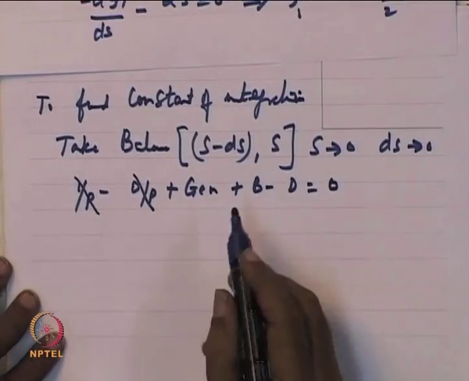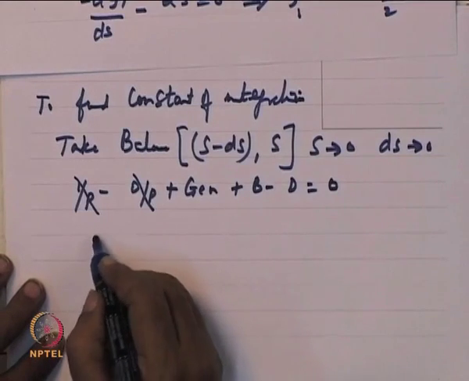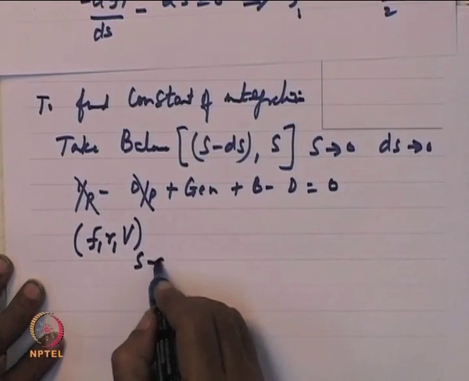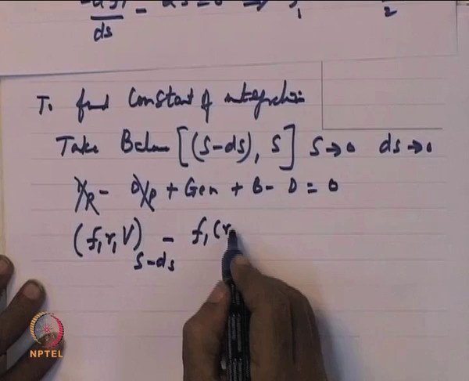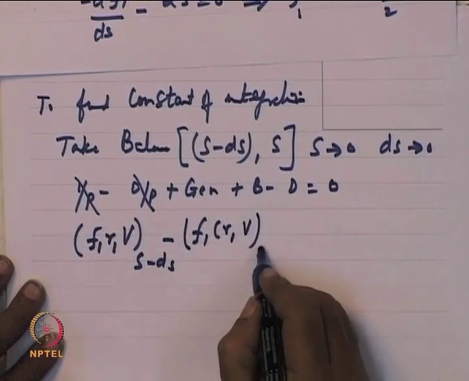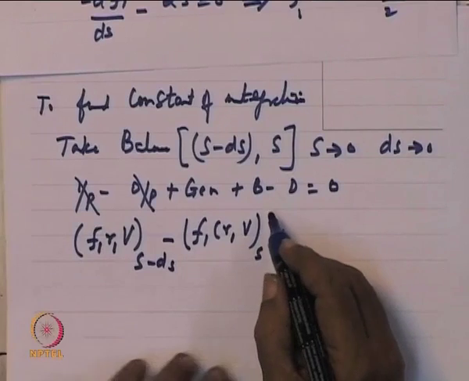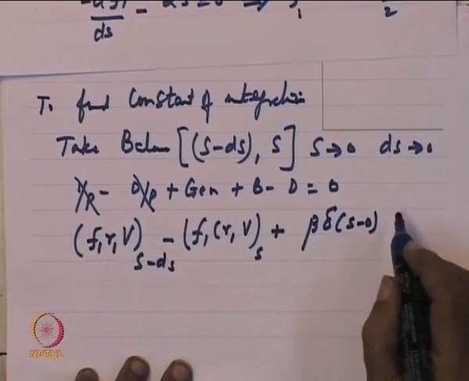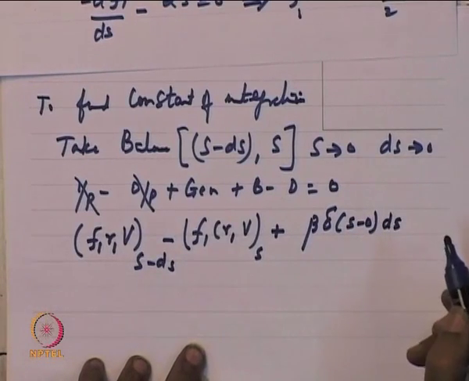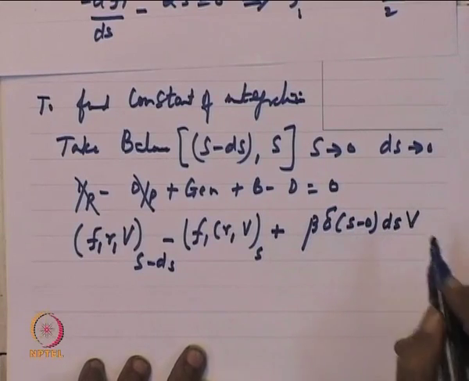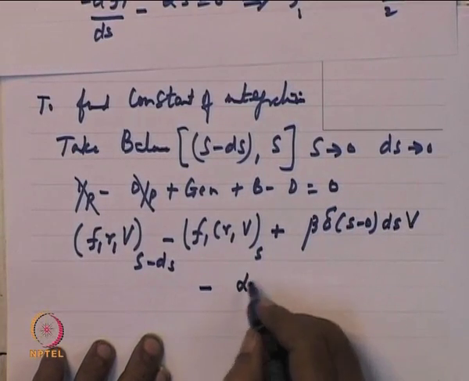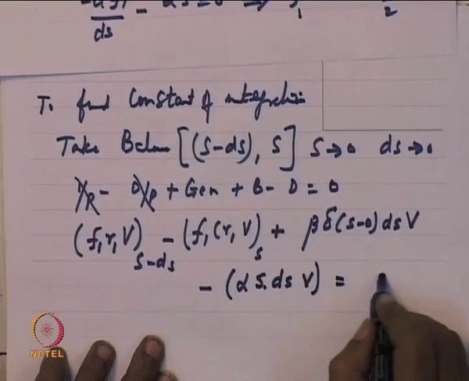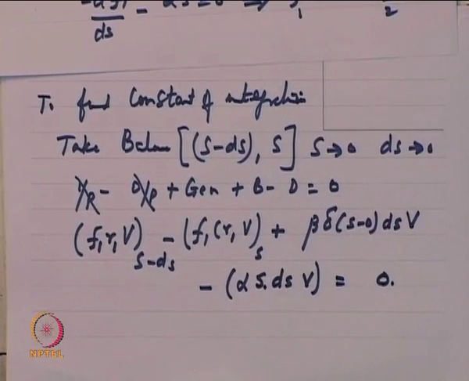So, there is no input, there is no output. So, what is the generation? We have F1 R1 V at s minus ds, F1 R1 V at s. Then you have generation, which is beta delta S minus 0, into V ds, minus alpha S ds V, equal to 0. Is this all right with everybody, what we have said?